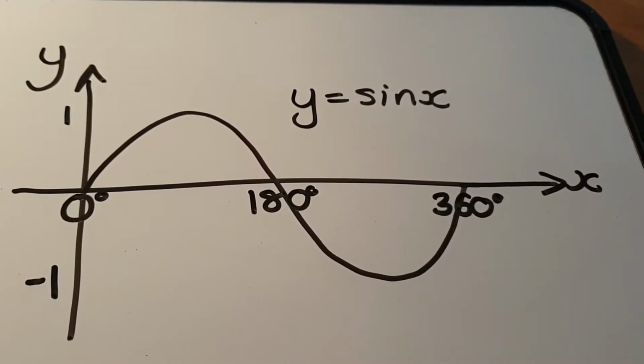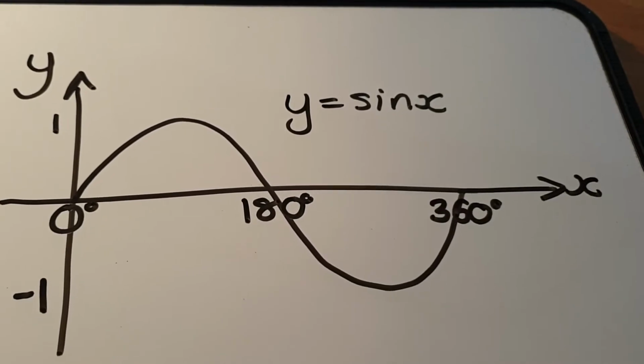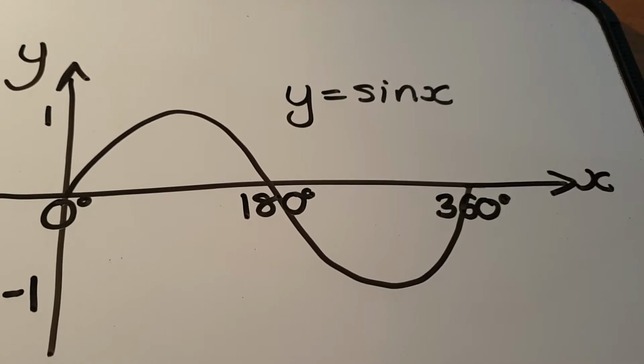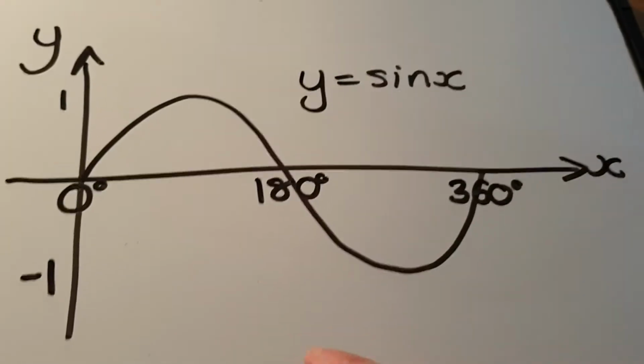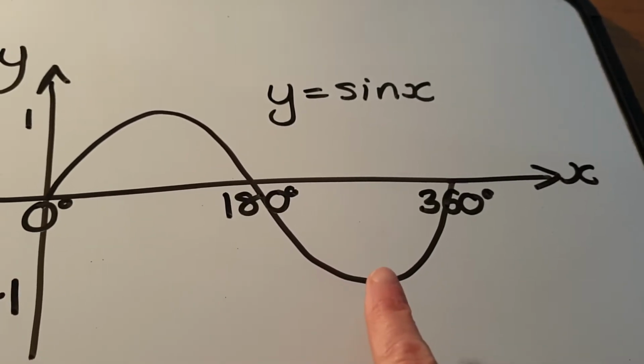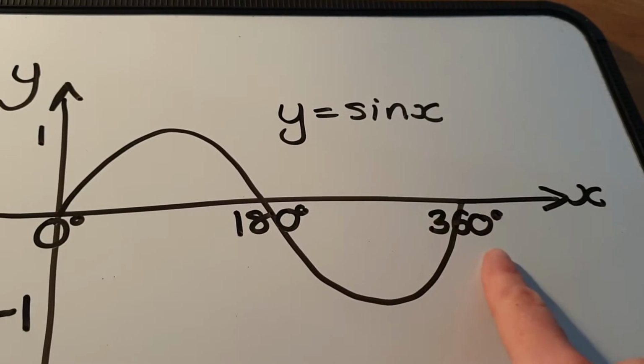Okay, I'm going to do a little video on the sine function first. So y equals sine x always looks like this. The maximum height is 1, the minimum height is -1, so that's where it turns here. And it's going to cut the x-axis at 0, 180 and 360.